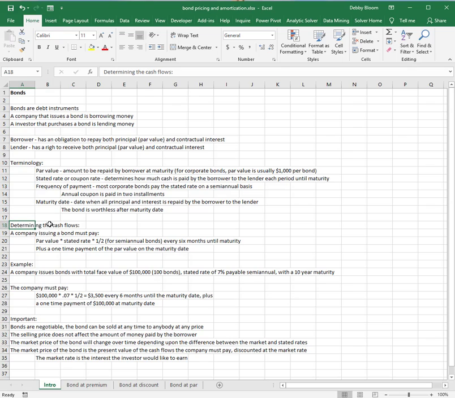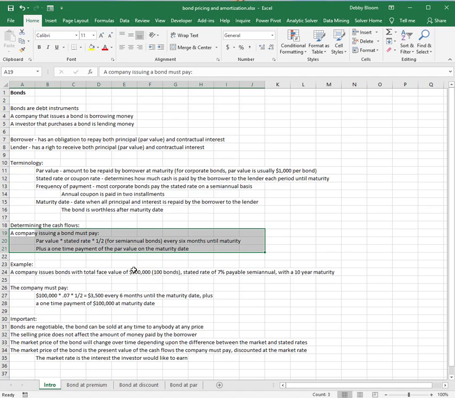Now, let's determine the cash flows of a bond. The cash flows are how much cash the borrower has to pay and how much cash the lender has a right to receive. A company issuing a bond must pay the par value multiplied by the stated rate multiplied by 1/2. Again, this is for semi-annual bonds, so the year's interest is paid in 2 installments, so 1/2 is paid in each installment every 6 months until maturity, plus a one-time payment of the par value at maturity date.